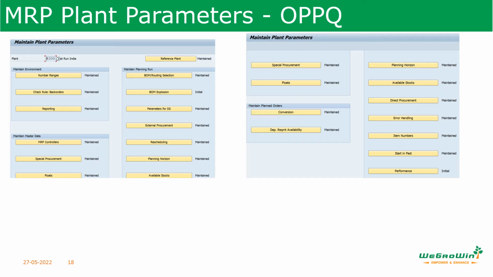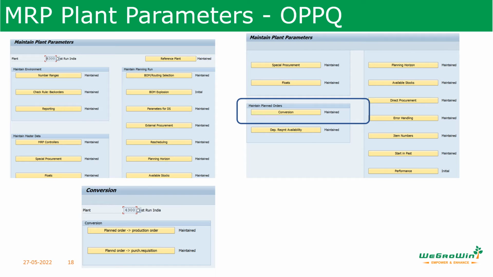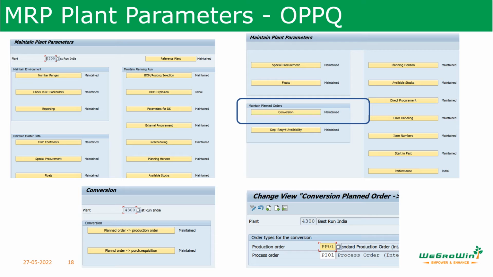Please note that when you are creating a plant by copying another plant, many plant parameters may be copied, but it is important to maintain some specific parameters in the MRP plant parameters. So please check, even if you are copying settings from another plant, whether all the parameters are copied here or not. Now for example, this is a production conversion. Here we are talking about production order types.